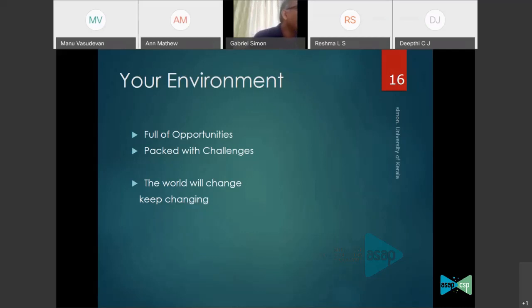Now, the world will change. It will keep changing. You cannot stop it. We are just going to look at what could be possible. Technology changes happen, products, services, lots and lots of things keep changing. You cannot stop it from changing. It will change. But what we can do is look at what you basically can do with your own self. Slide number 17, look at the change.